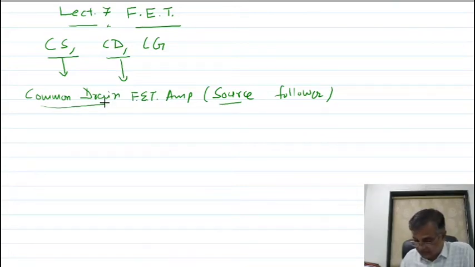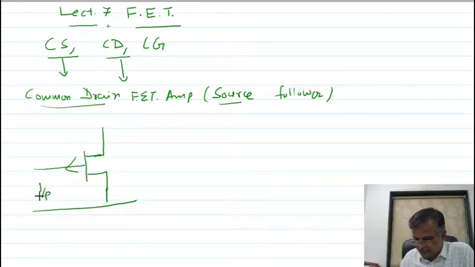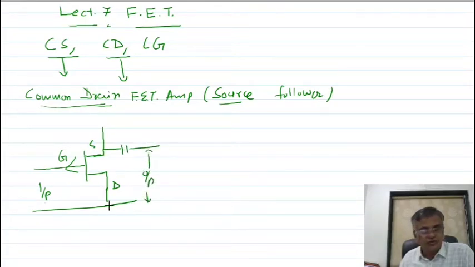Before drawing the circuit, see what common drain means. I am showing you a p-type FET. This is the input. I am keeping the drain common, so the drain is common between input and output. This is your ground. Here I am giving the supply voltage, plus VDD, as we generally write.